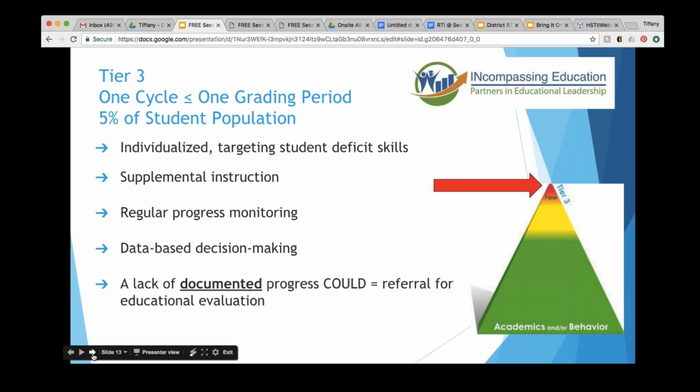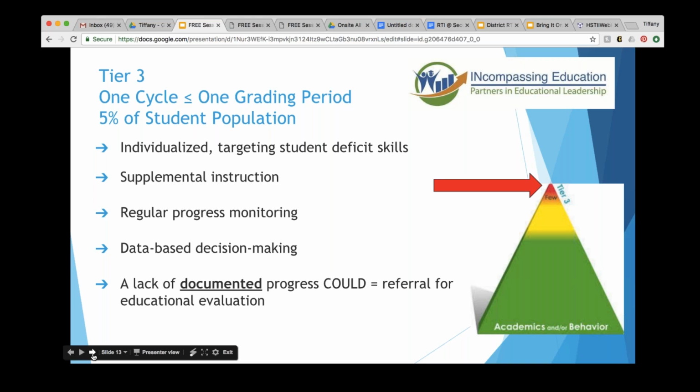If they are moving to Tier 3, one instructional cycle, again, is going to be less than or equal to one grading period. That's a 6 to 8 week time period. This, again, is individualized, targeted instruction on those very specific deficit skills that you have identified for this particular student. This is supplemental instruction. This is not, they're struggling in reading, so we're pulling them out of reading class to provide them with some intervention. That is not going to get it. This needs to be in addition to what they are getting at grade level.